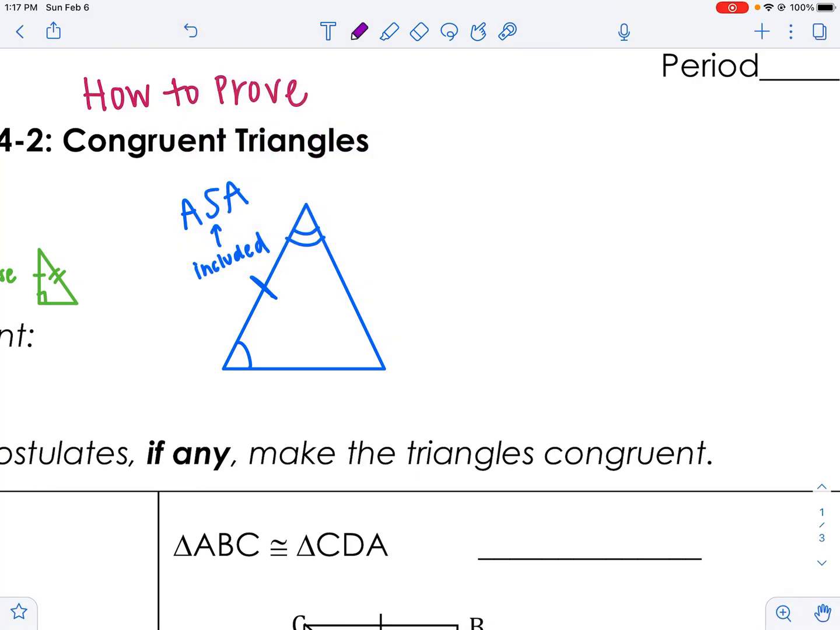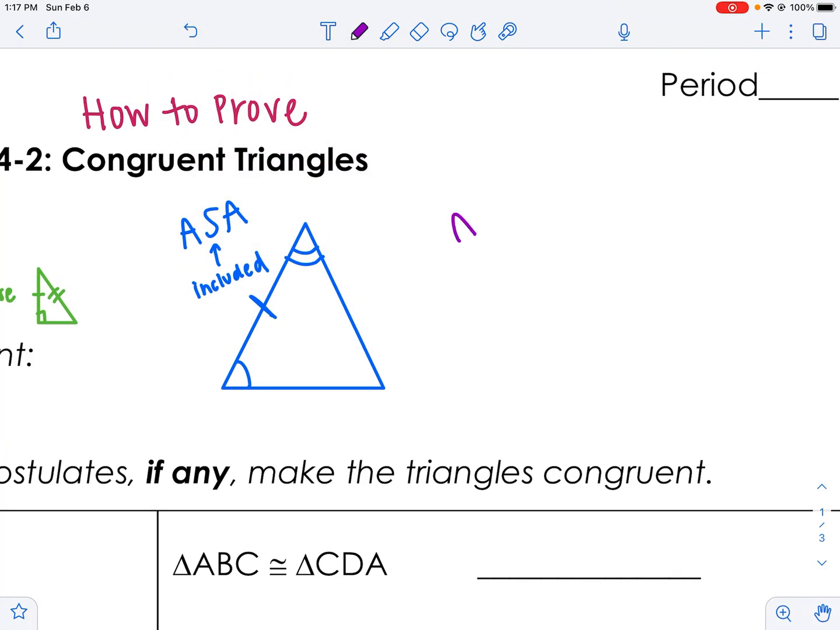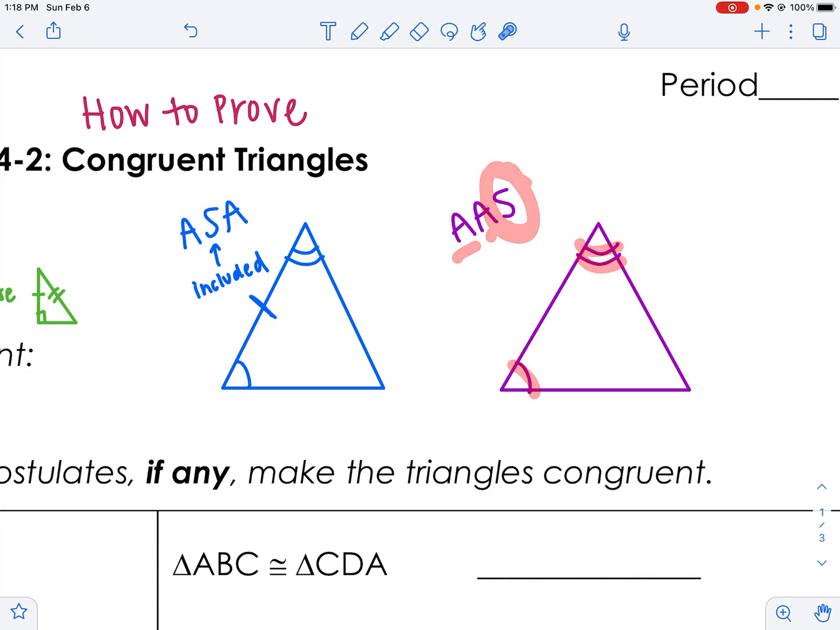Now, the alternative to angle, side, angle is angle, angle, side. Now, angle, angle, side looks very similar to angle, side, angle. 2 angles mean that I should have 2 sets of arcs. So 1 arc, 2 arcs. So there's my angle, angle. But that S, that side, now goes on the edge. So I could go this way and do angle, angle, side and put a tick over there on the edge. Or I can go around this way and do angle, angle, side right there.